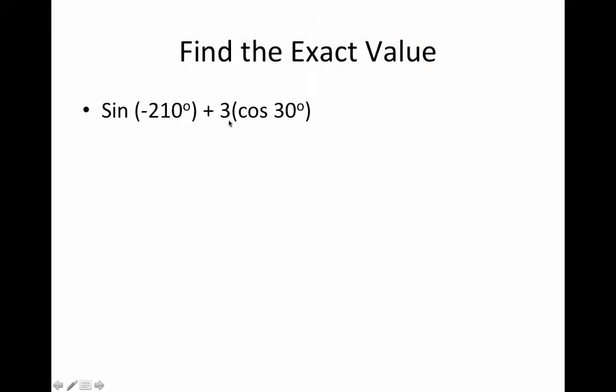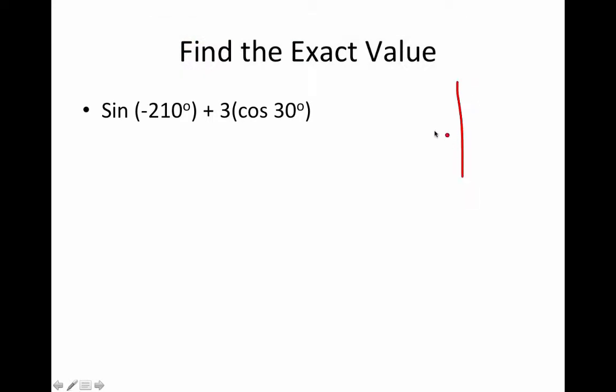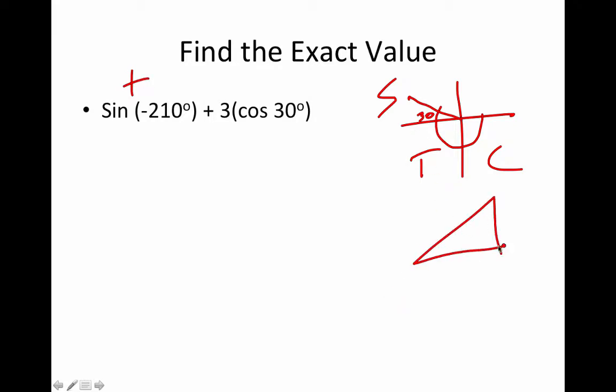Same thing here, negative 210. If I was doing negative 210, first I would figure out where is 210. It's going to be 30 past. I'm in quadrant 2, so I know STC, I know it's got to be positive. I know a 30, 60, 90 is going to look like this. 1, 2, square root 3. Sine has to be opposite over hypotenuse. This is positive 1/2. Plus 3 times the cosine of 30.